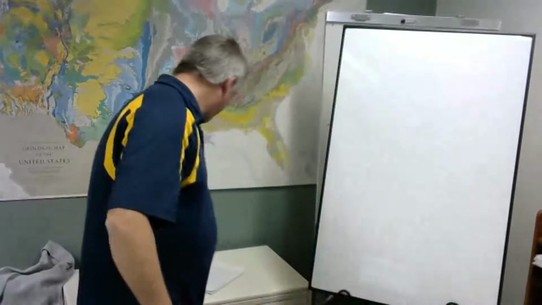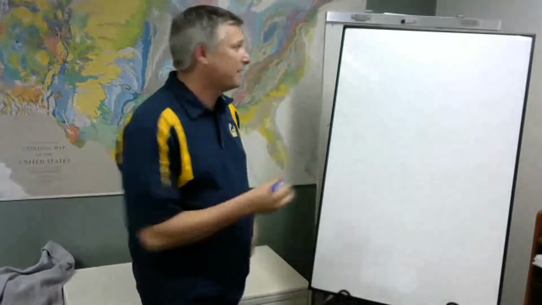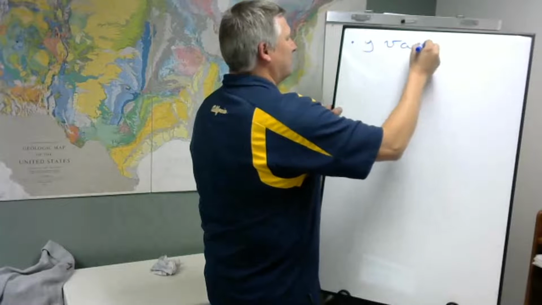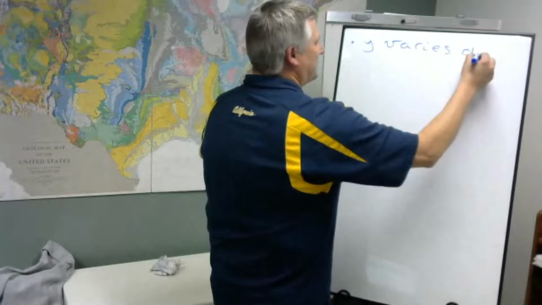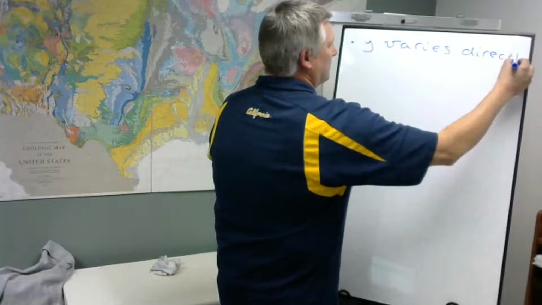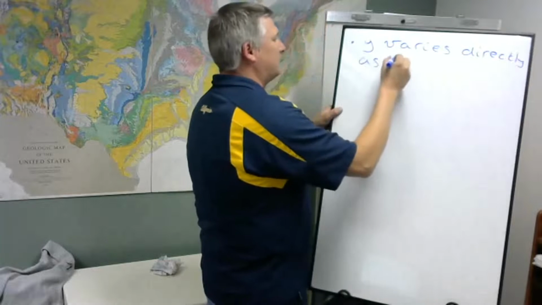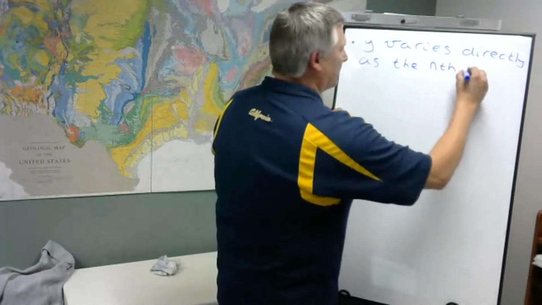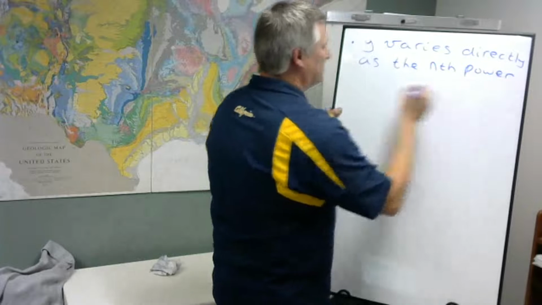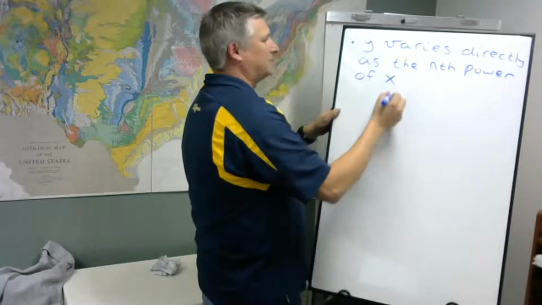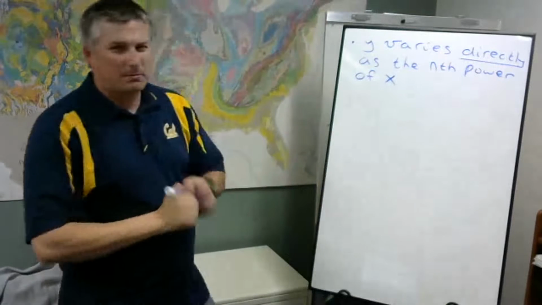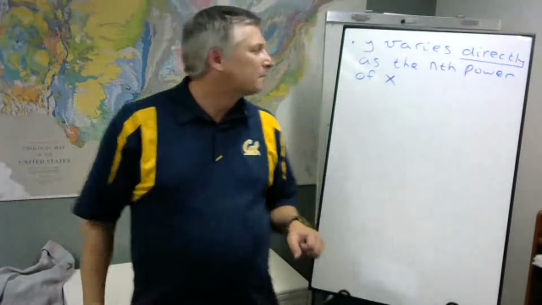All right. So another kind of direct variation you'll get is y varies directly as the nth power of x. Now again, this is a direct variation, but we're making a slight change here.